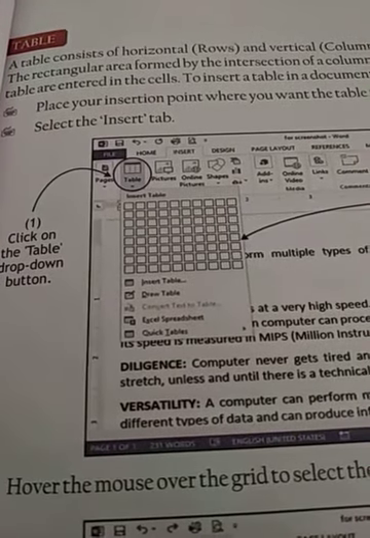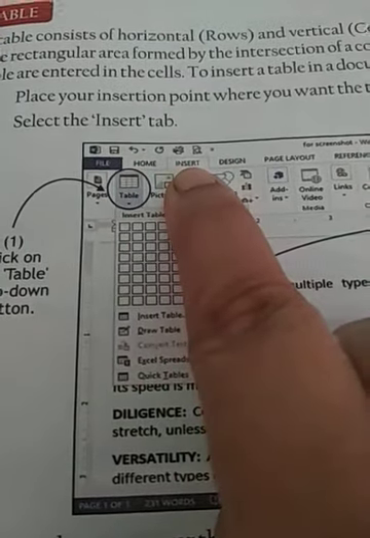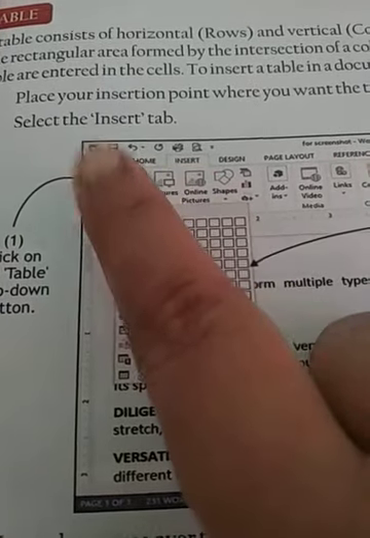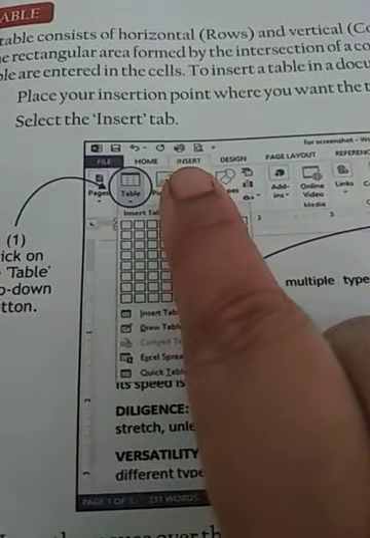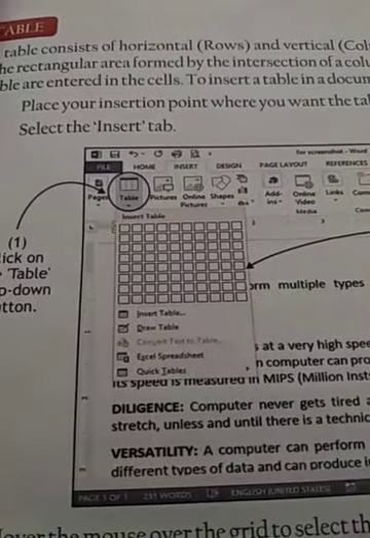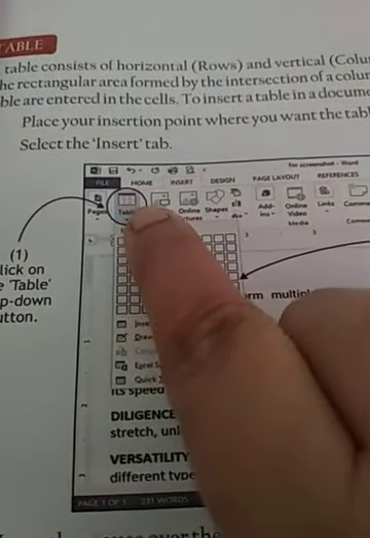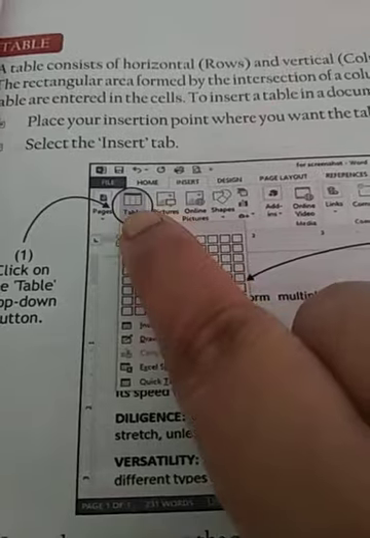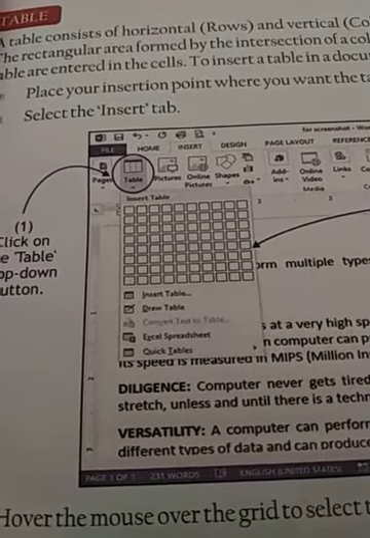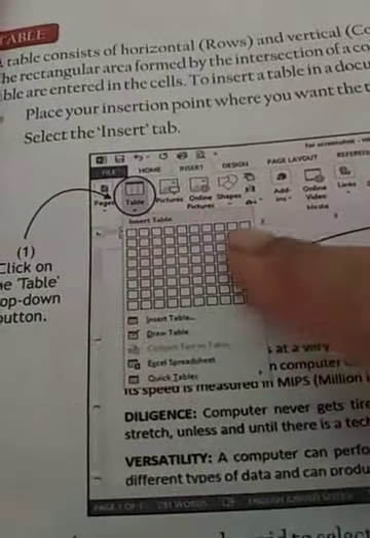Now what do I have to do next? We'll select the Insert tab. Here you see, from the menu bar we will select the Insert tab. The third one: File, Home, and then Insert. This is the Insert tab that we will select, and then from there the table option will appear. This table option we will select. Okay, and then what will happen, this drop down menu will appear.